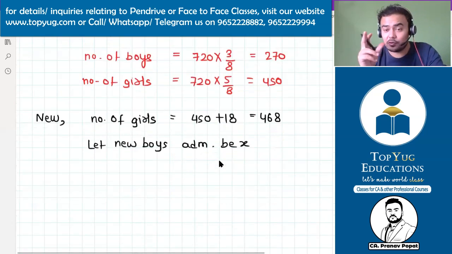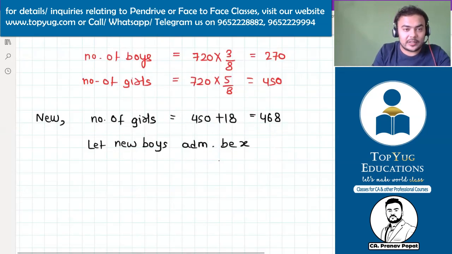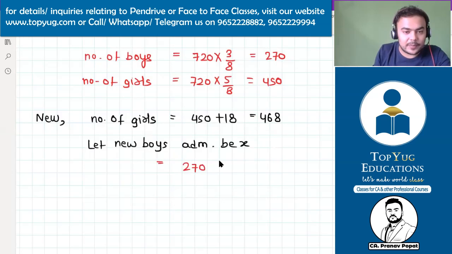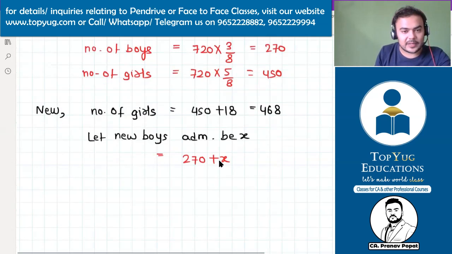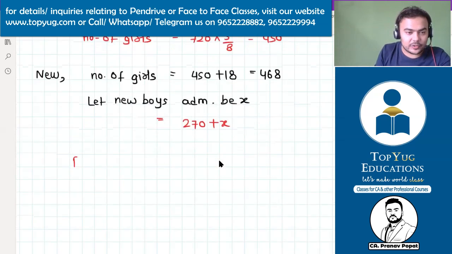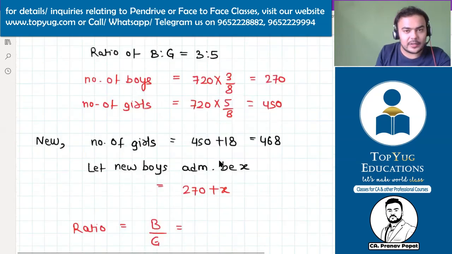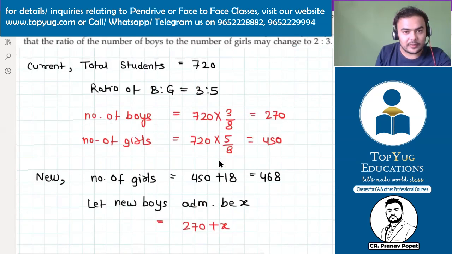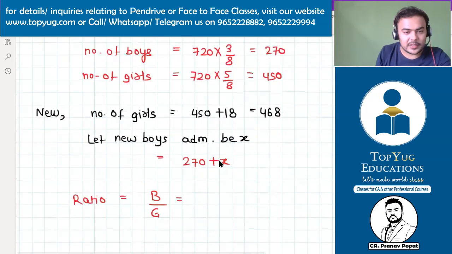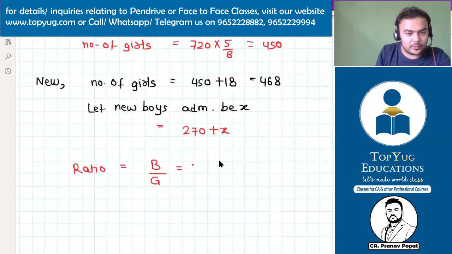X is assumed as new admissions of boys. So what are the total new boys now? Total new boys will be 270 plus X. Okay, 270 plus X. Now, ratio. What is the ratio they are giving? Boys upon girls ratio will be now 2:3. Yes, it will be 2:3.